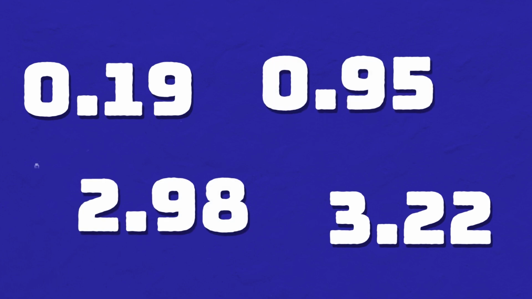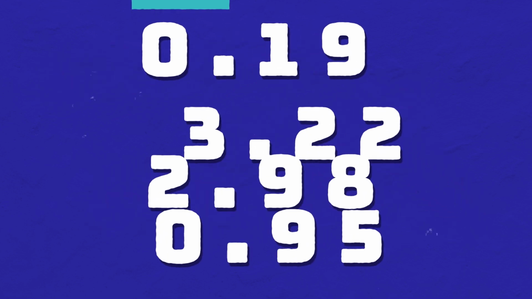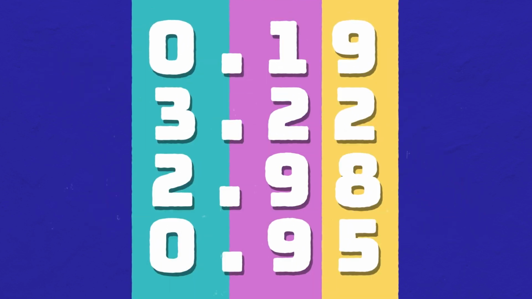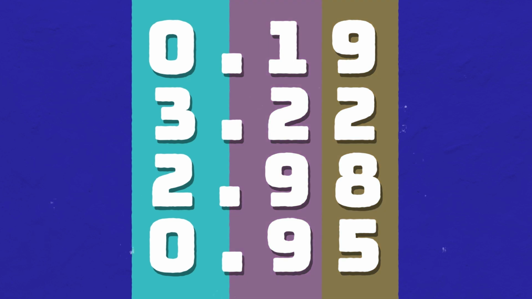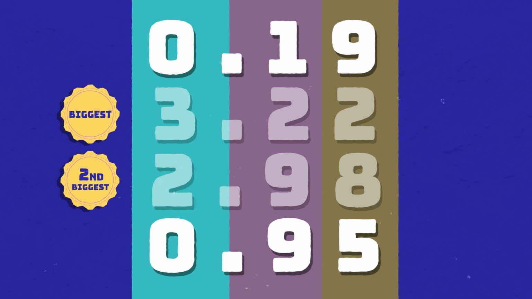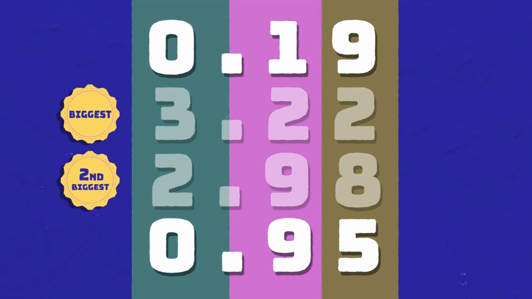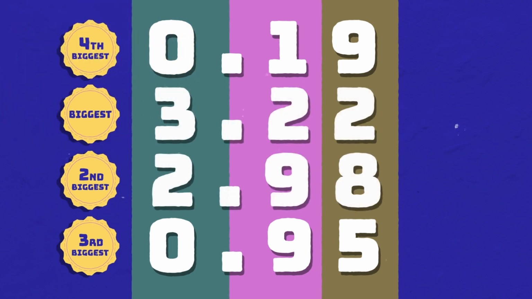Let's try that method on more numbers. 0.19, 3.22, 2.98, 0.95. Let's line them up vertically and compare, one column at a time, to put them in order from highest to lowest. Let's start with the ones: 0, 3, 2, 0. So the number beginning with 3 is the highest and the number beginning with 2 is the second highest. The other two say 0, so we have to keep looking at more columns to find out which is the highest. Tenths, 1 and 9. Well, 9 is the highest. So the third highest number is 0.95 and the lowest number is 0.19.